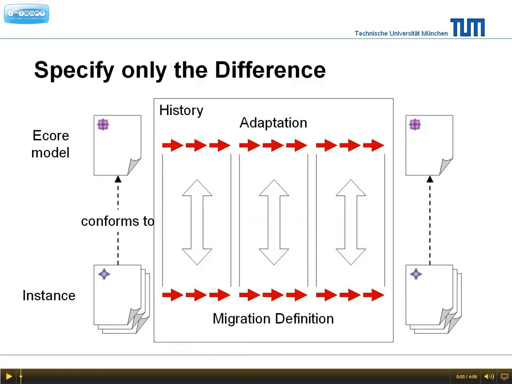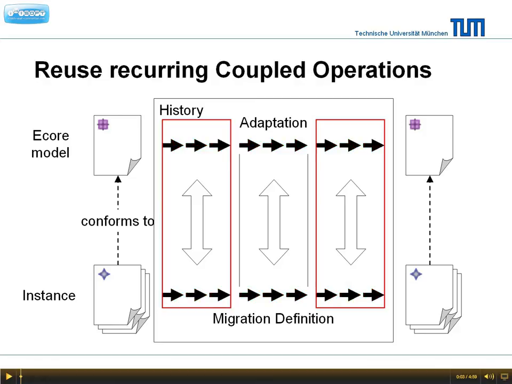The next principle is that for each of these coupled operations you only want to specify the difference, on the Ecore model level and on the instance level. You do not want to specify the similarities like in transformation languages, otherwise you get a lot of identity rules. Then the next principle is that you can reuse recurring coupled operations in order to further reduce the effort for building your migration definition. So there are reusable coupled operations, for instance rename or extract class, to help you do that.